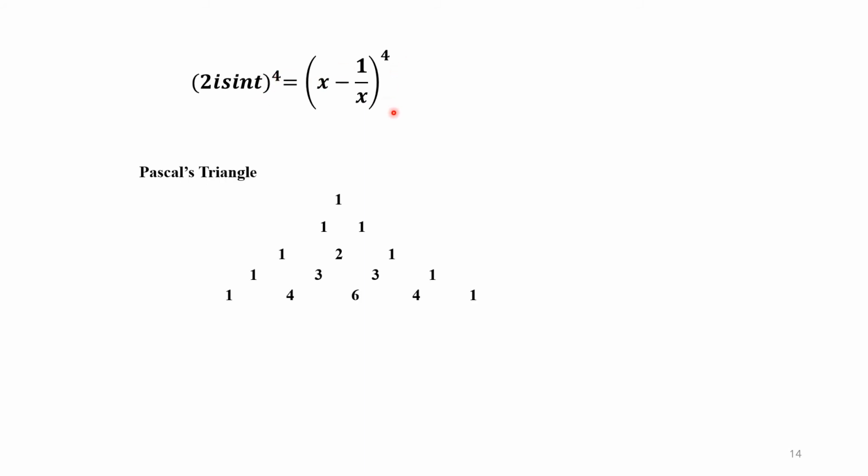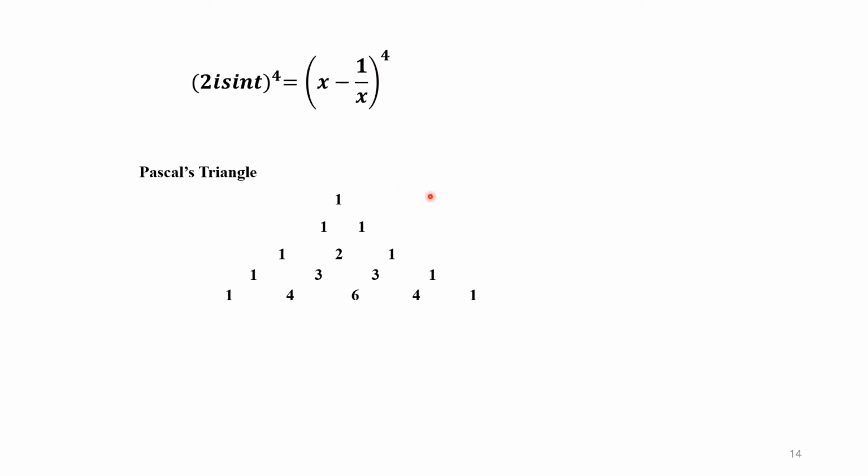Now we have to expand this. To expand a minus b whole raised to 4, we have to make use of Pascal's triangle to get the binomial coefficients. So we know how to write Pascal's triangle. I'll repeat it again. So 1 we have to write here. Again writing 1 on the extreme ends. Then 1 here, 1, then 1 plus 1, 2, again 1. Then 1 here, 1 plus 2 is 3, 2 plus 1 is 3, again 1. Then 1 plus 3 is 4, 3 plus 3 is 6, 3 plus 1 is 4, again 1.